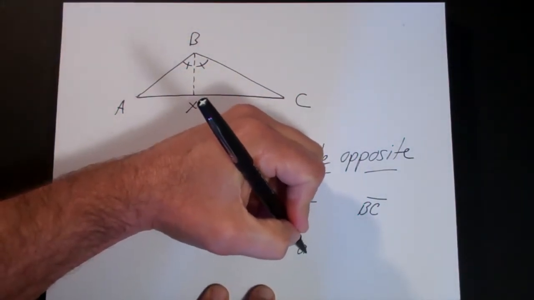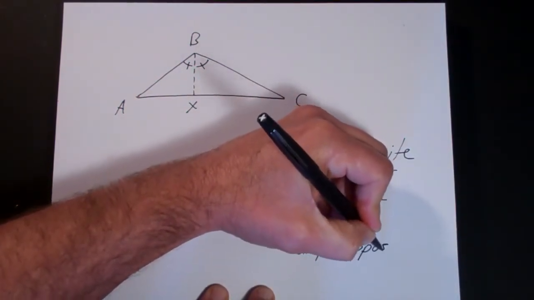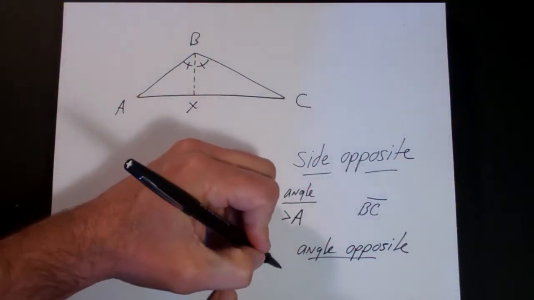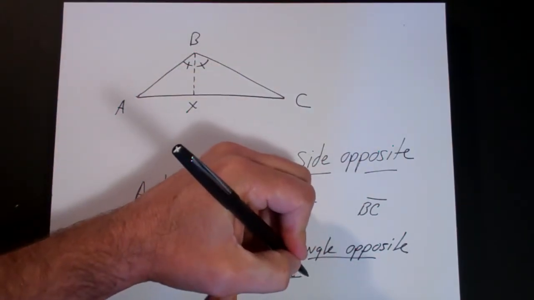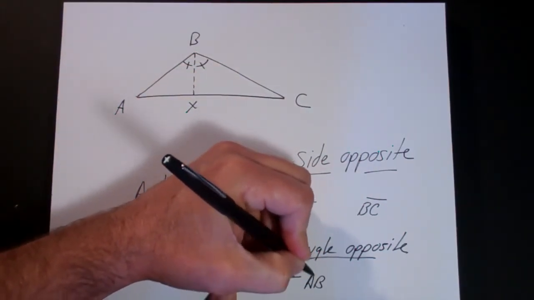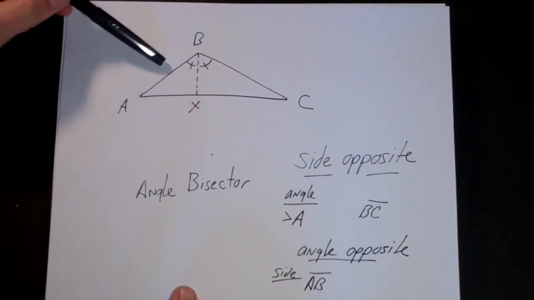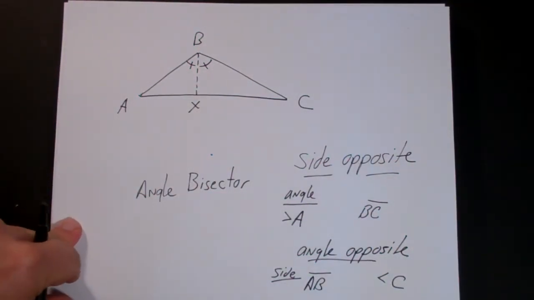If you think about the angle opposite, it's just the same idea, right? Given a side, let's say AB. If we think about the angle opposite, it would be angle C. That helps us in our definitions.